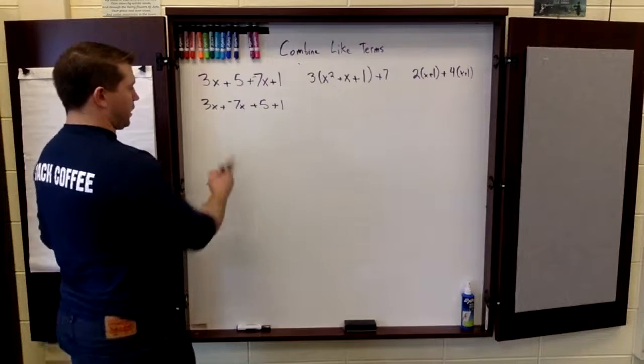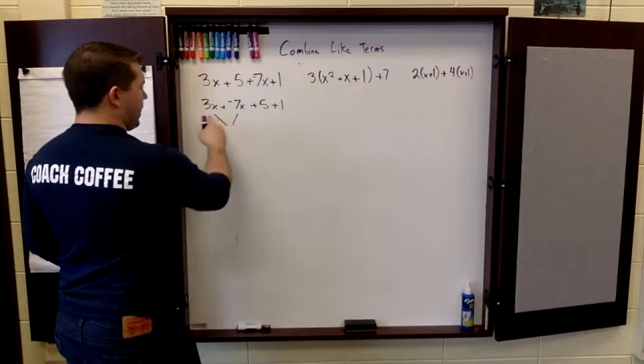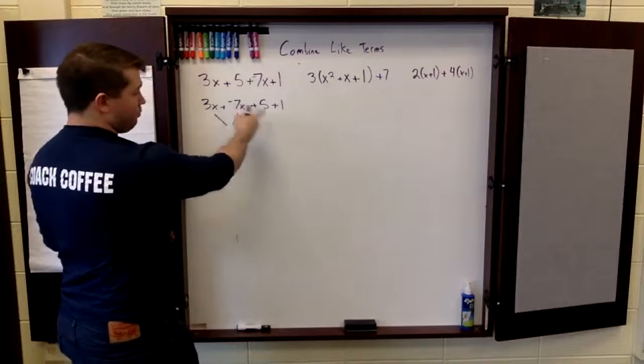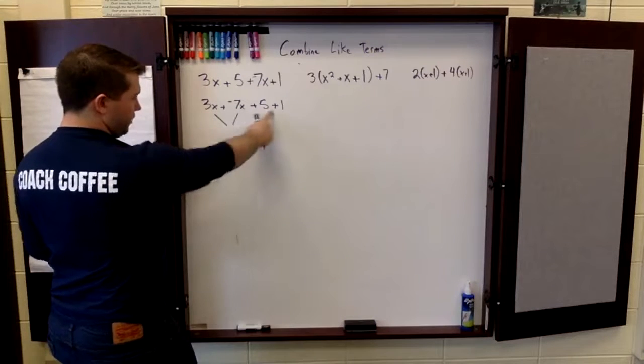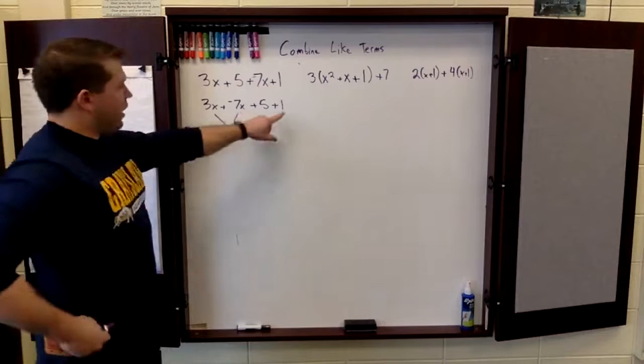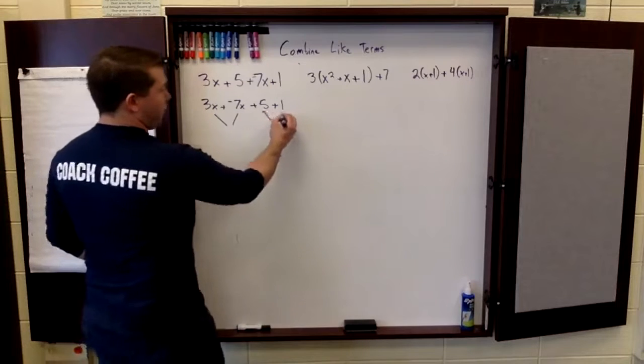Now I can start to combine these. I've got an x here and an x here, which means I can combine these. I don't have an x here, so I can't combine that with these. It doesn't have the same variable expression, we say. But I don't have a variable here, and I also don't have a variable here. So these I can actually combine as well.